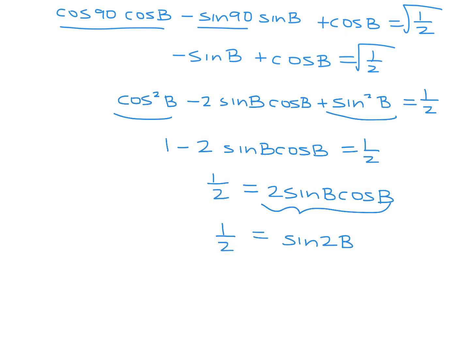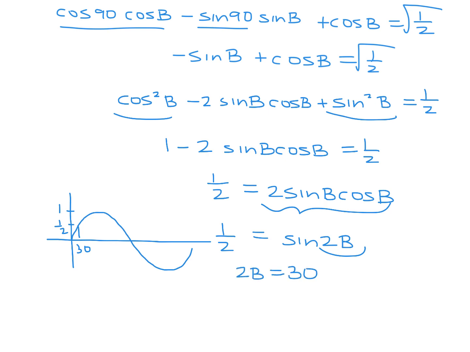So now we're pretty much done. The sine of something is a half. Well, when is the sine of something a half? If you remember the sine graph, well, it's a half for many values, but let's just go with something simple. This is 1, right? So a half is about here. It happens at 30 degrees. So that means this is 30 degrees. So 2B is 30 degrees. That means B is 15.